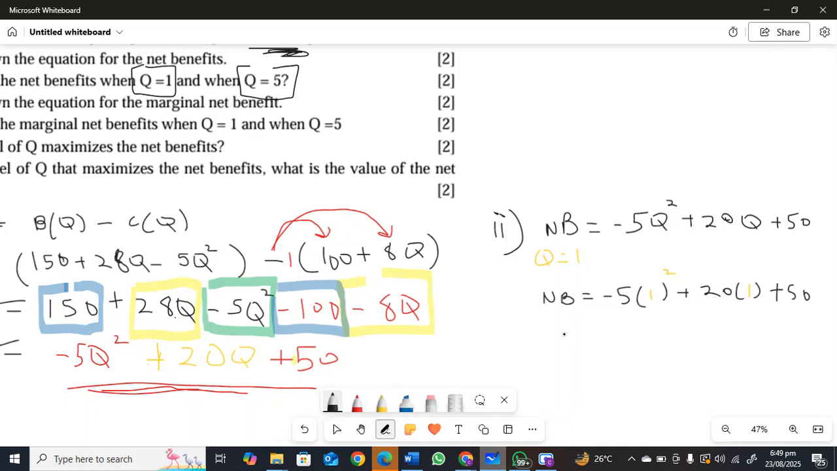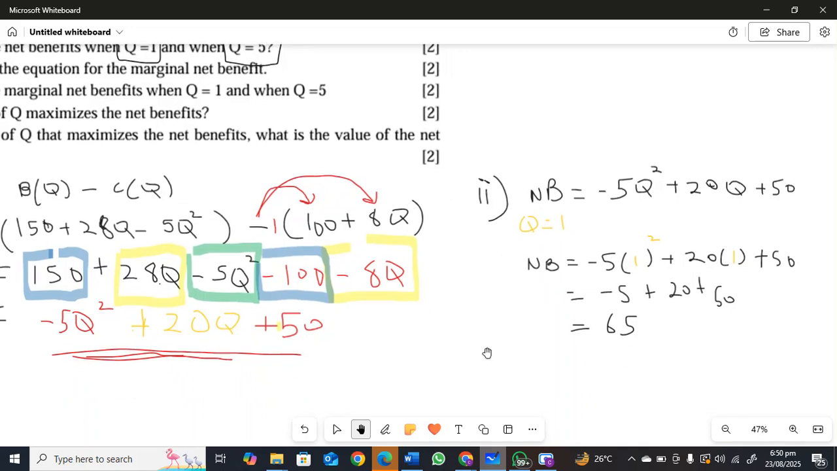we're going to say negative 5. 1 squared is 1. 1 times negative 5 is negative 5, plus 20 times 1, that is 20, plus 50. Negative 5 plus 20, that's 15. 15 plus 50, that is 65. That's the net benefit when you produce 1 unit, okay?